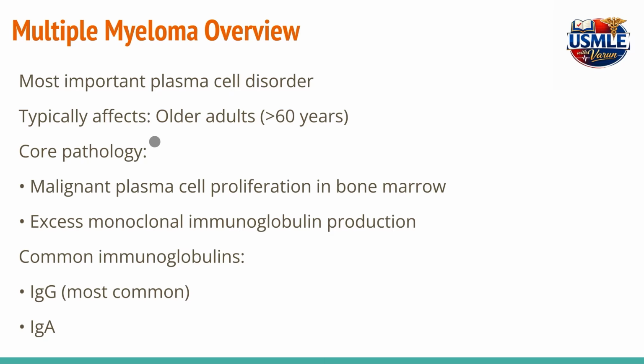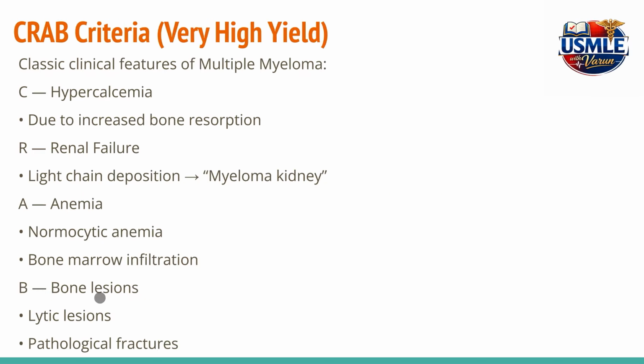Multiple myeloma is the most important plasma cell disorder clinically, and it typically affects older adults over the age of 60 years. The core pathology in multiple myeloma is malignant plasma cell proliferation in the bone marrow, which is accompanied by excess monoclonal immunoglobulin production. The most common immunoglobulin that is produced is IgG, followed by IgA. So whenever you see features of the CRAB criteria, we're going to discuss them right now.